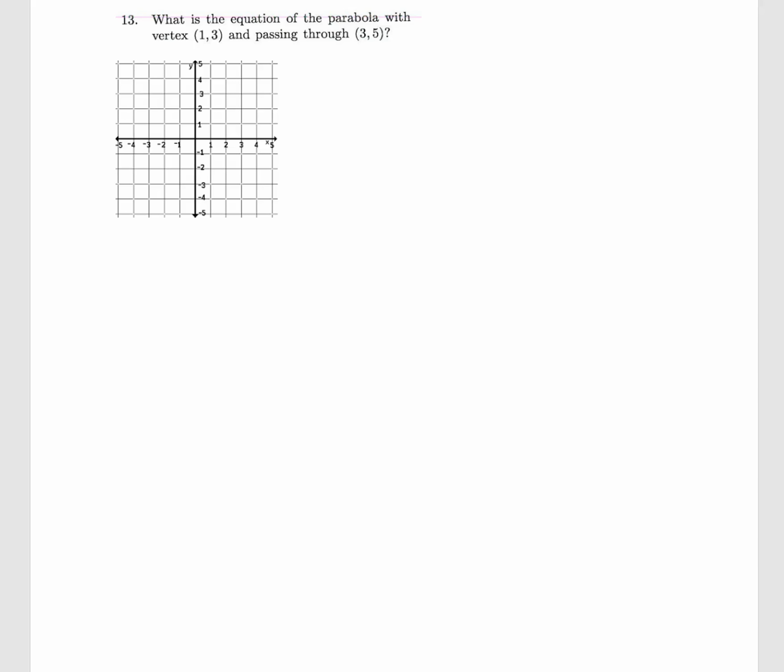Question 13 asks us for the equation of the parabola with a vertex at x equals 1, y equals 3, and passing through the point x equals 3, y equals 5. So let's start by writing our general equation for a parabola, which is y equals a times (x minus p) squared plus q.